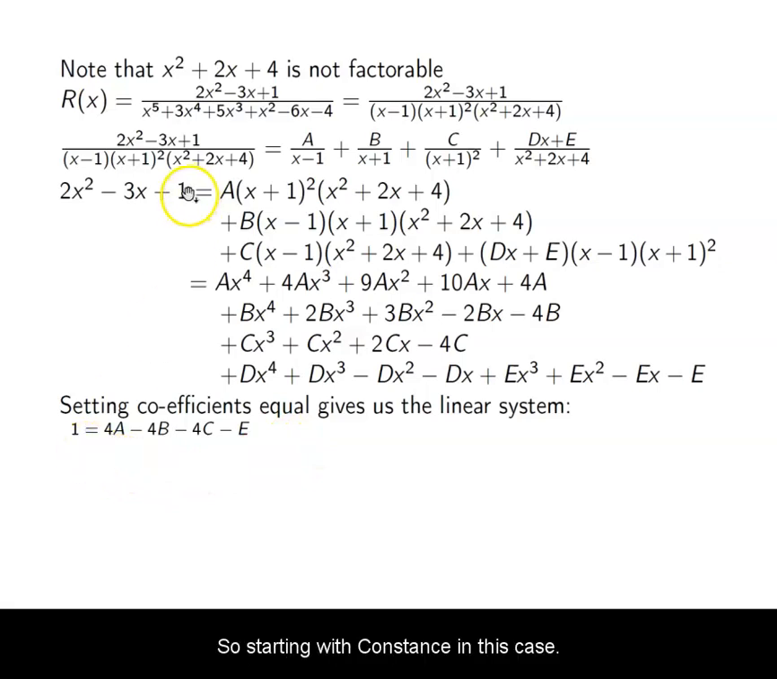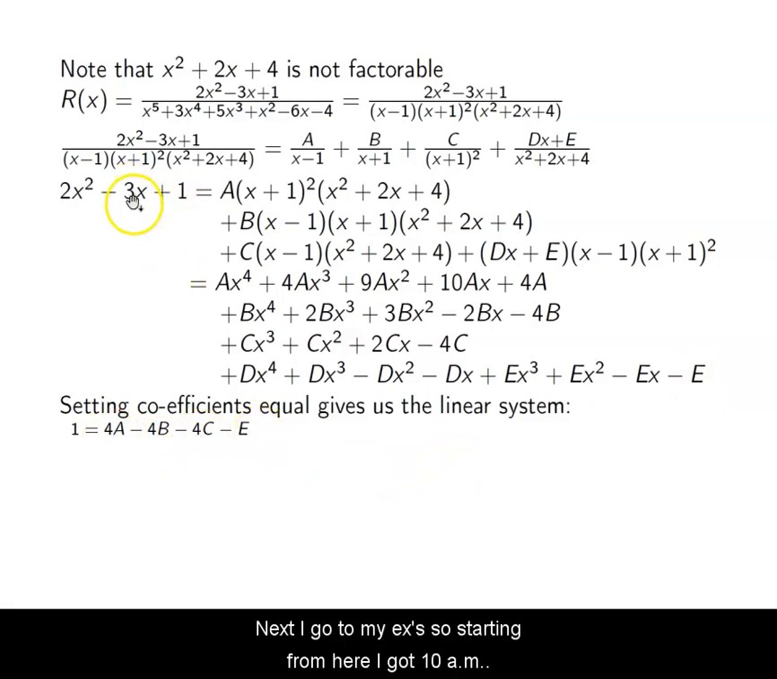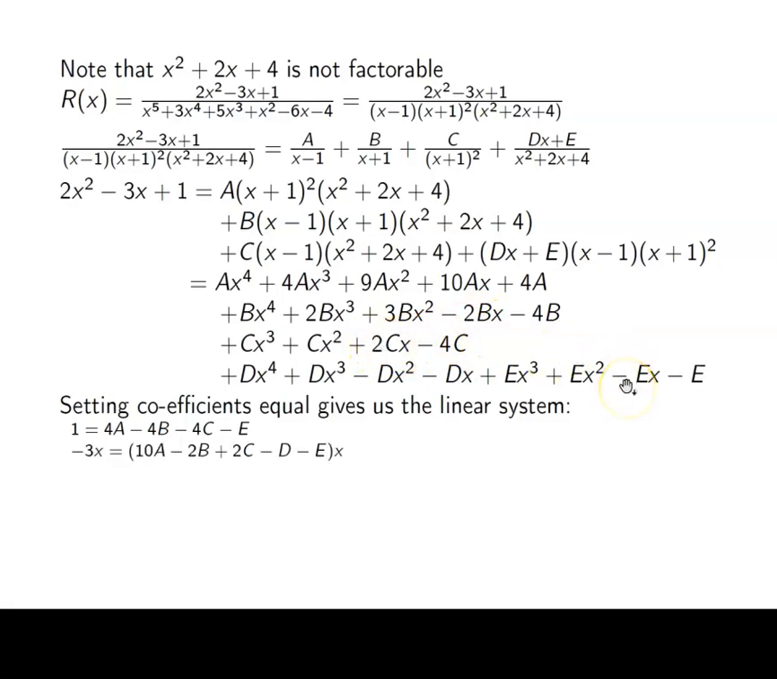So starting with constants in this case, let's come here. I got 4a minus 4b minus 4c minus e. Okay, that's all my constants, and it has to equal 1. Next I go to my x's. So starting from here, I got 10a minus 2b plus 2c minus e.